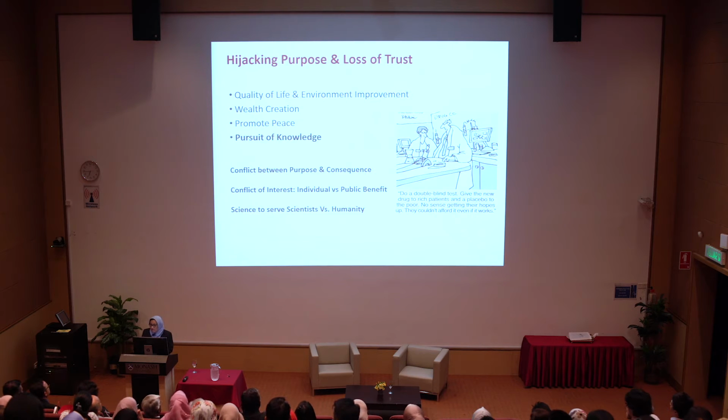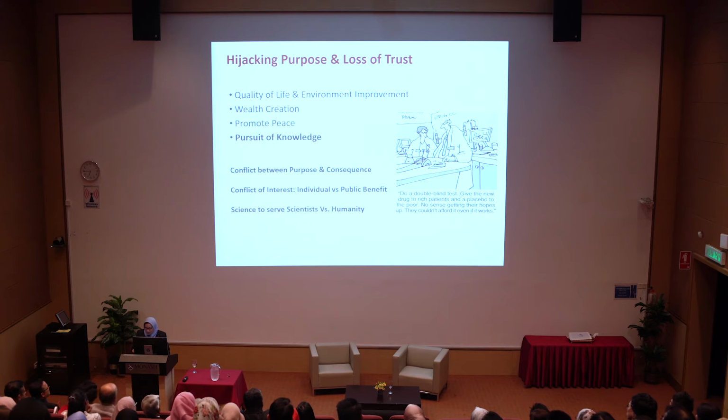Then there is the conflict of interest. Does our science benefit the majority of people or just a few individuals? This is best exemplified by the development of new cancer drugs that can only be afforded by the rich. So the question is, does science serve scientists or humanity? I'll repeat. Does science serve scientists or humanity?